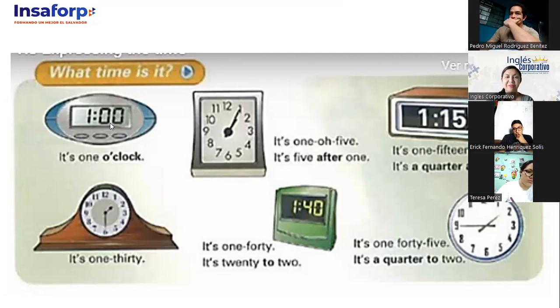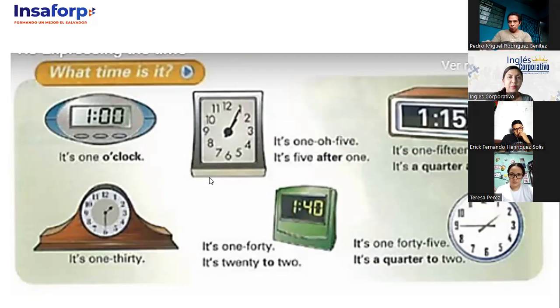Sorry, you can see here, for example, it's 1 o'clock. It's 1:05. Or it's 5 after 1. Another one, it's 1:15, or it's a quarter after one. It's 1:30.